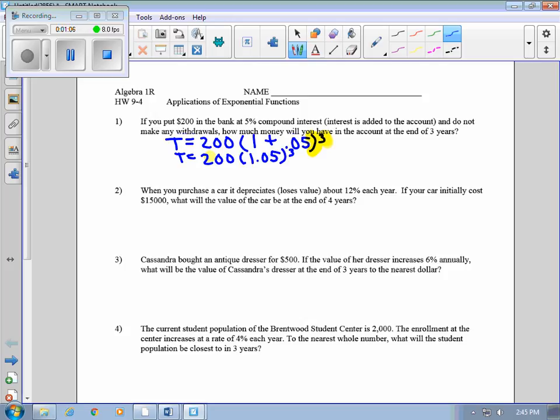Okay, so you have T equals 200 times 1.05 parentheses to the third. So you go ahead and put that in your calculator and you will get 231.525, which we need to round to $231.52.